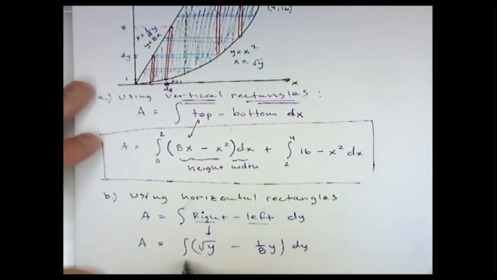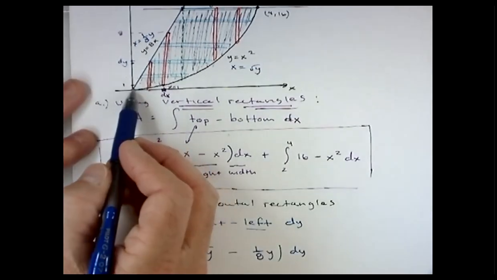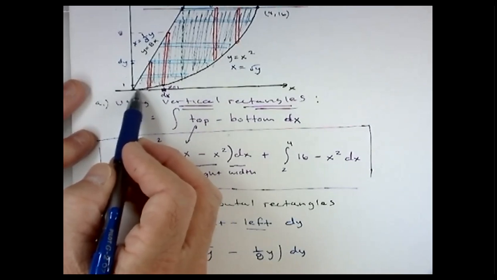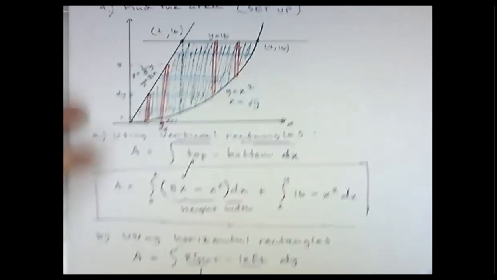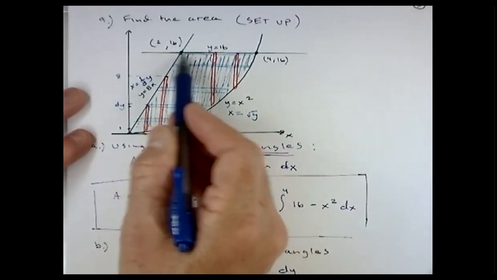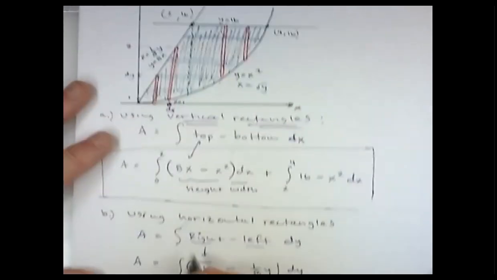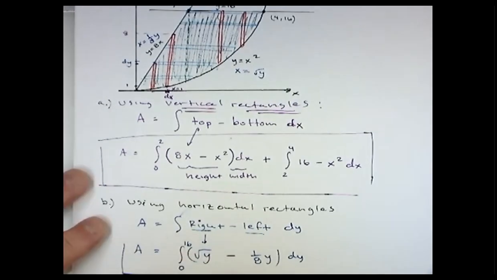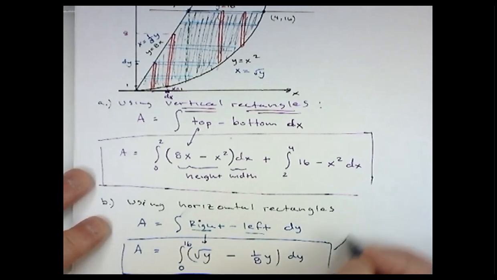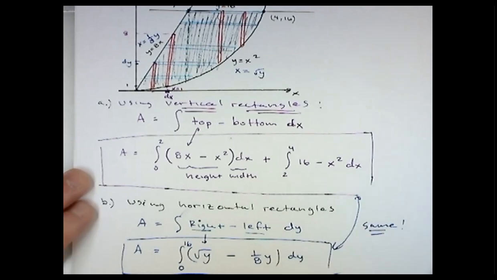Oh yeah, with limits for y. So these should be in terms of y, right? My limits here. And so the way to think of this is, where is my lowest rectangle? At what y value? 0, right? And my highest rectangle, the one up here, happens at a y value of 16. So I have different limits. But this integral should come out to be the same as the value of both of those integrals added together.